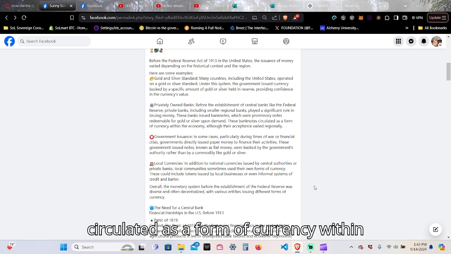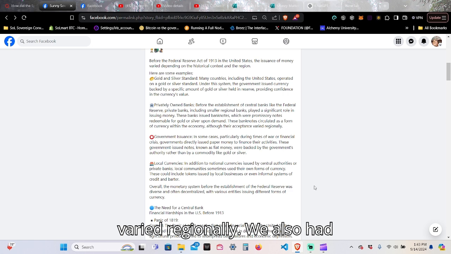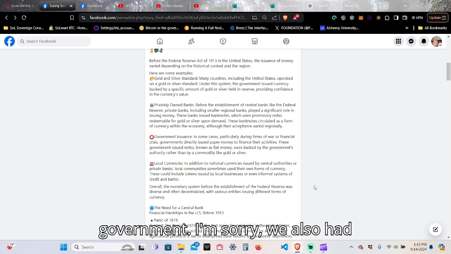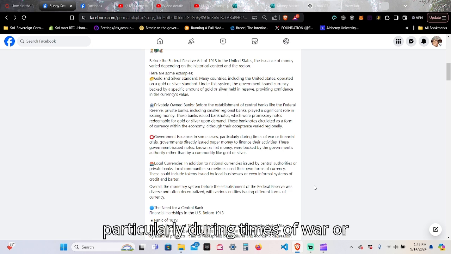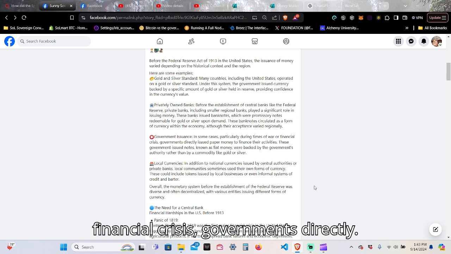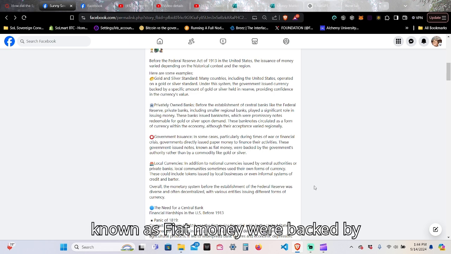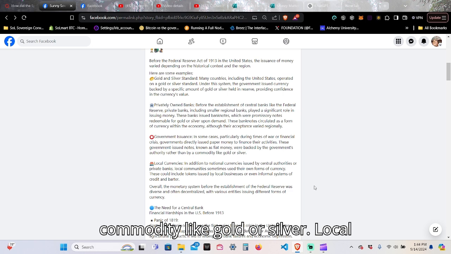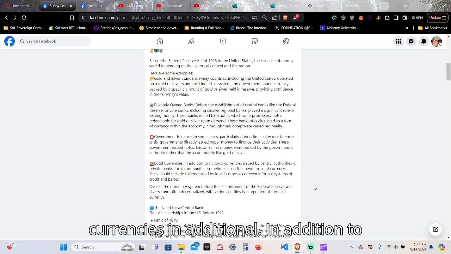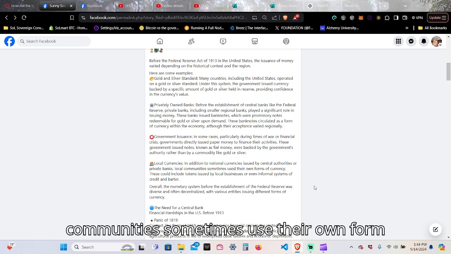These banknotes circulated as a form of currency within the economy, although their acceptance varied regionally. We also had government issued money. In some cases, particularly during times of war or financial crisis, governments directly issued paper money to finance their activities. These government issued notes, known as fiat money, were backed by government's authority rather than by a commodity like gold or silver.